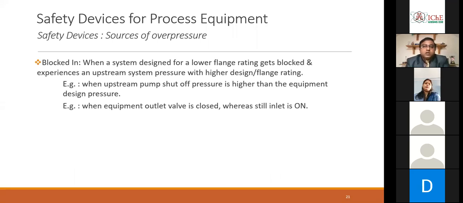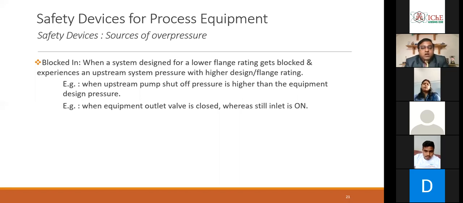Then comes the blocked-in scenario. As I said, you are pumping a system and suddenly you close the outlet valve at a certain point. So instead of having an open path, the pressure within the system will start rising, and it will be limited to the pump shutoff pressure for a centrifugal pump. But if it is a positive displacement pump, there is no limit. It will keep on pushing and the pressure will keep on rising. So if I am not able to design my system for the given shutoff pressure, I need to put a safety device to protect the system.